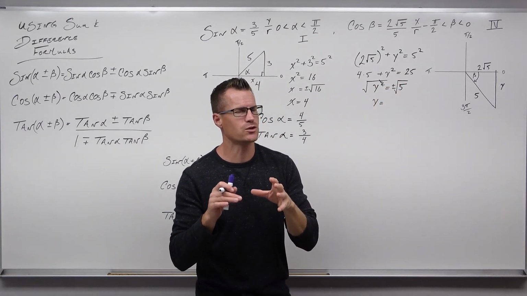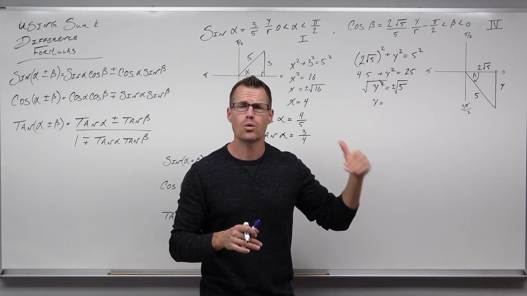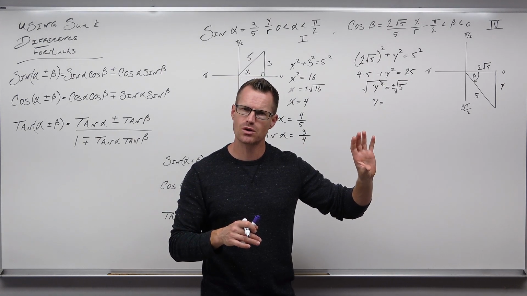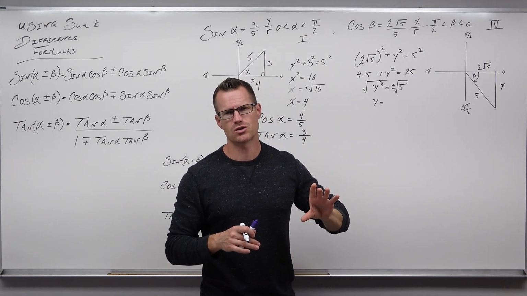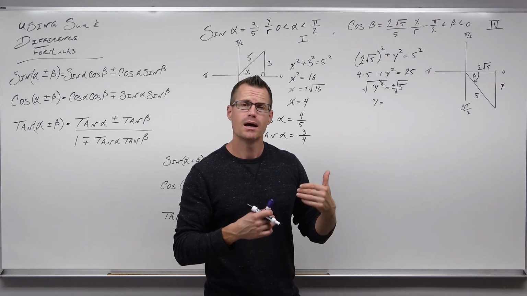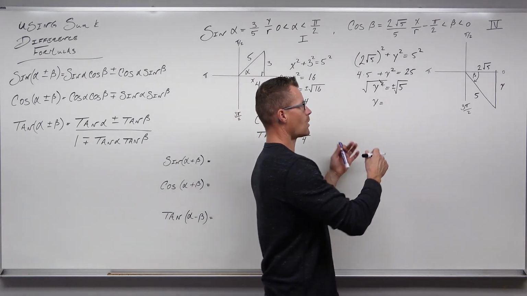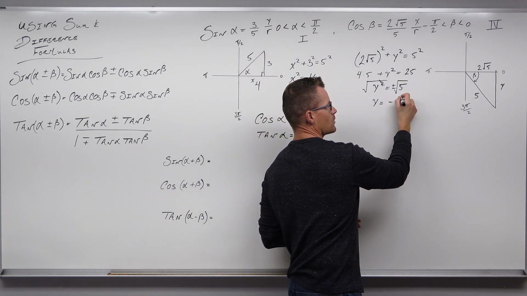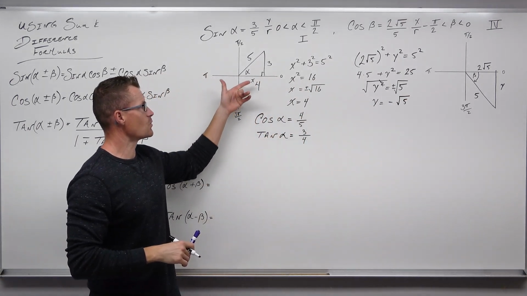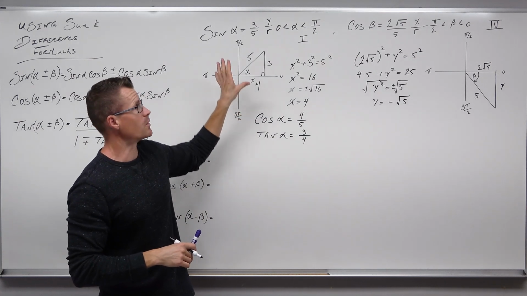I hope you're seeing why it's really important to know what quadrant your angle resides in, because it determines what your x values are, positive or negative, and what your y values are, positive or negative. That will dictate whether you're going to have a positive or a negative sine, tangent, and cosine. So our y is going to be negative square root 5 because we are in quadrant 4, just like our x's and y's were both positive here because we were in quadrant number 1.